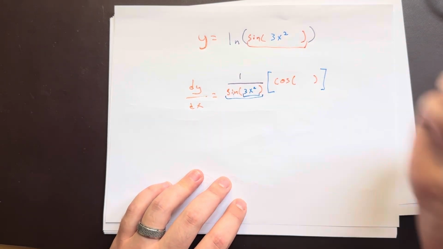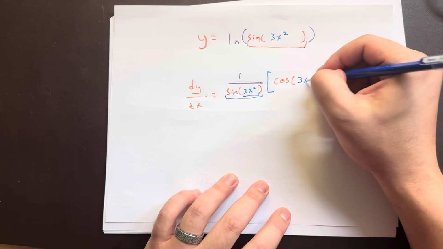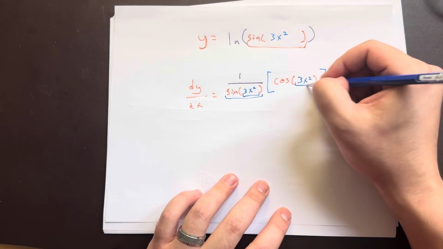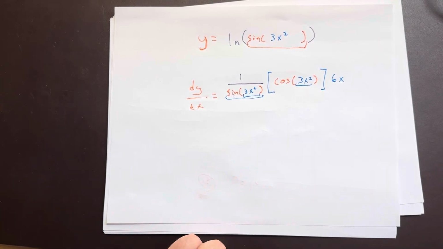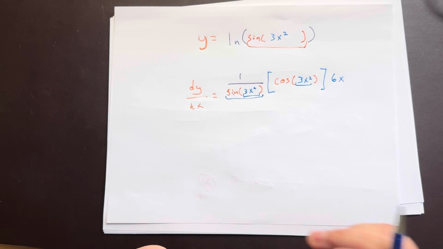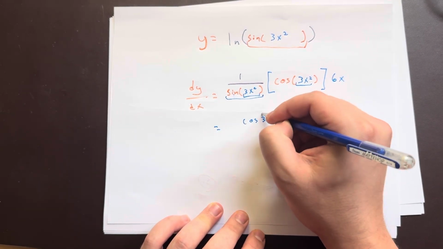oh, well, I can't touch 3x squared yet. It's not its turn, right? That's that innermost layer, 3x squared. Now I've got another layer. So I'm going to pop a 6x out there. And yes, I could simplify this. But I don't really feel the need to. It is a little ugly. Let me just, really quickly, this is cosine of 3x squared.